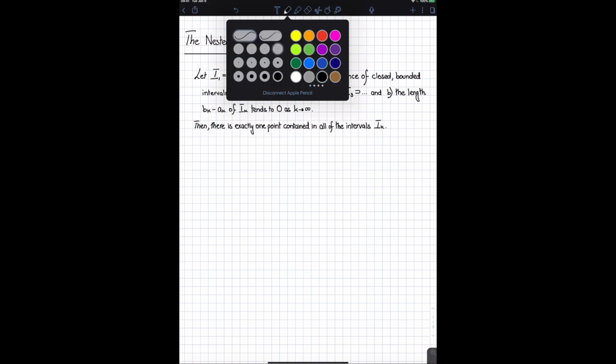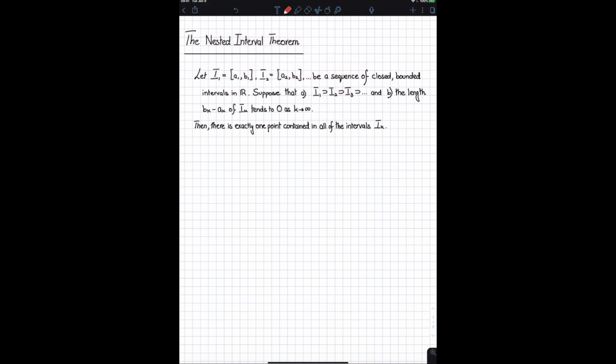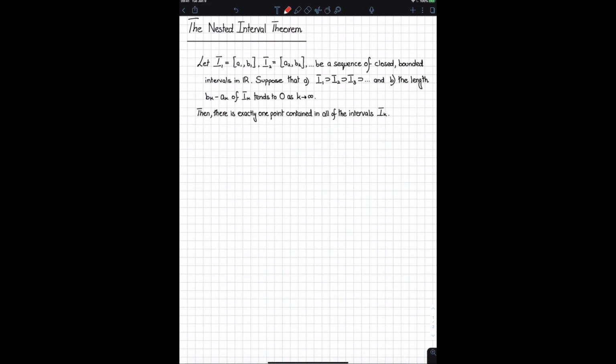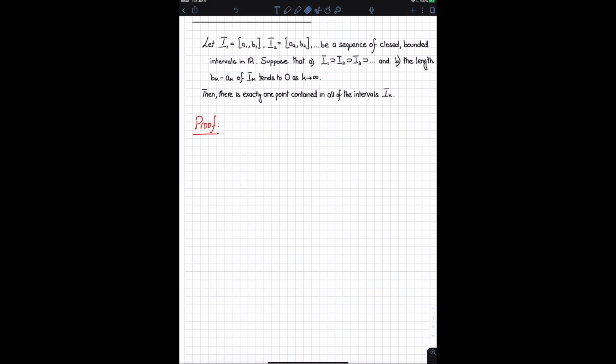So, I hope you've attempted this question on your own. Let's go ahead and write a proof for this theorem now. The first thing you need to recognize is you need to use both conditions. Both condition A and condition B need to be used in order for you to prove this theorem. This theorem does not hold if property A is true but property B is false, and it doesn't hold if property B is true and property A is false. Both of these properties need to be true.